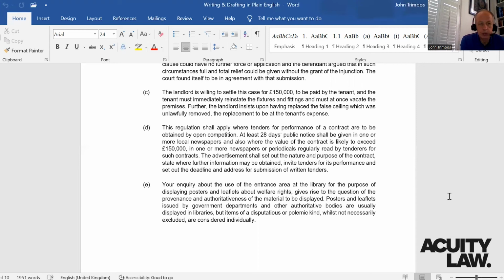Sentence 2, libraries generally display materials from public sector bodies, but we have to consider more controversial or political items individually. Or it could have been case by case, something like that. But again, it's basically write as you speak. And what I just said is about half the length of that as well.